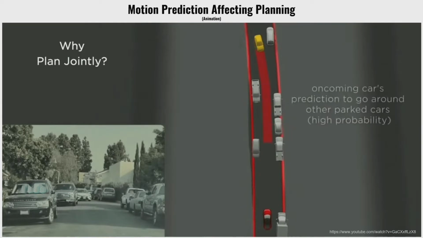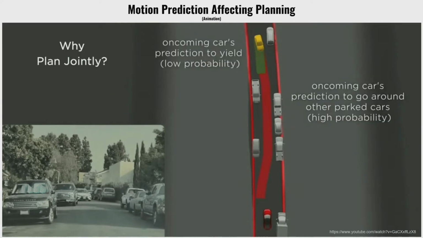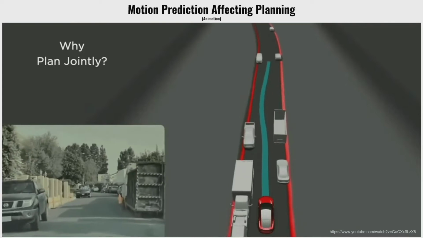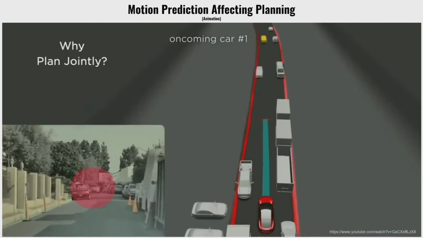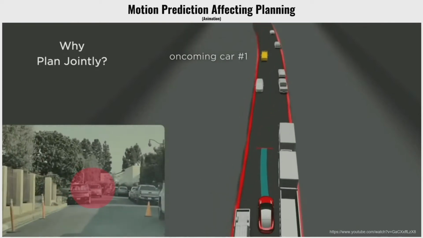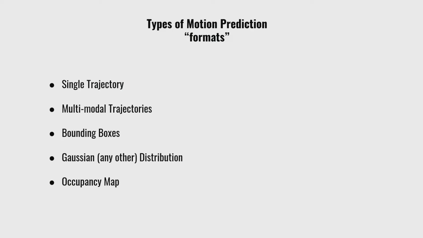Now we see another oncoming car. It's moving quite fast, and here we can see two scenarios. Either the yellow car stops and gives way to us, or it goes first. In this case, according to the trajectory prediction system, the probability is high that the oncoming car will go first, and our car was supposed to give way, and it changed the route in order to avoid a collision.